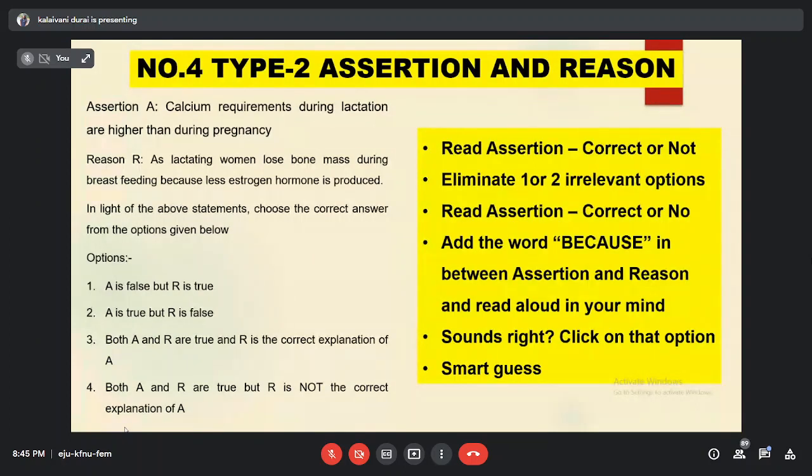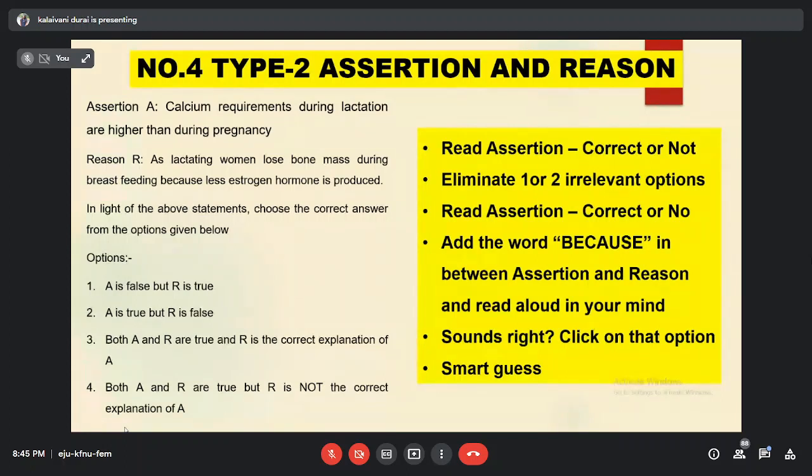What is the take home from this question is the word because. Do not forget this word because. Just try to attach this word because at the end of the assertion sentence and read the reason as a continuous sentence along with that.